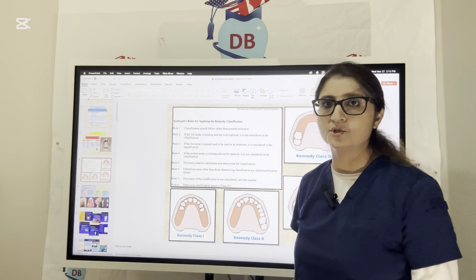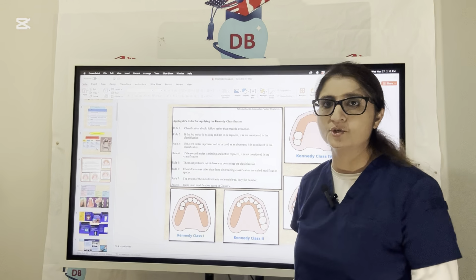Now, when we talk about the other rules here, the fifth rule is very important: the most posterior edentulous area is the one that determines the classification. Rule 6 is that edentulous areas other than those determining the classification, as I was telling you, mod 1A or mod 2A or mod 1P or 2P, are called modification spaces. And for class 4, we do not have any modification space.